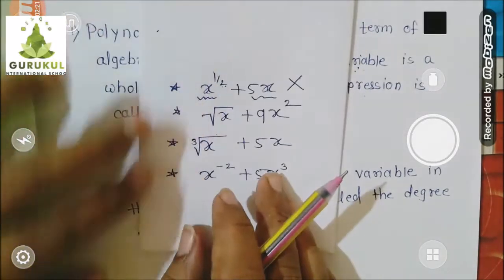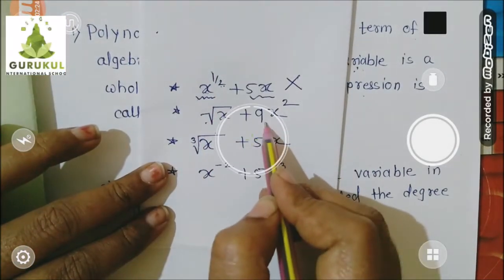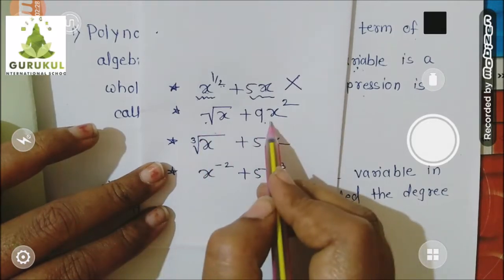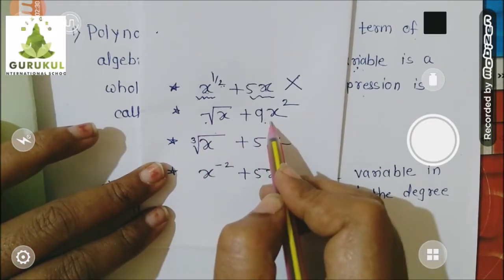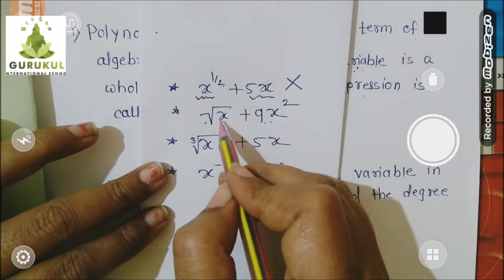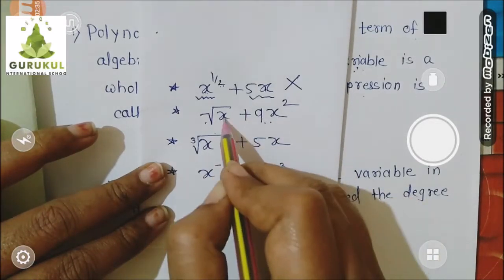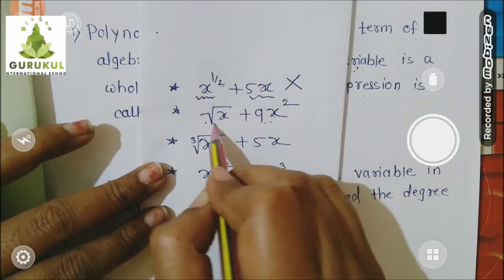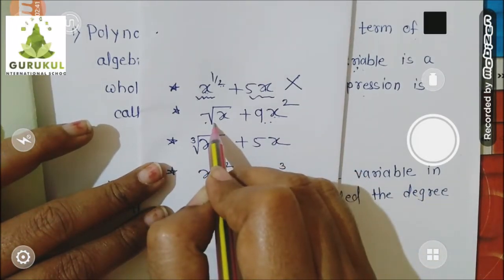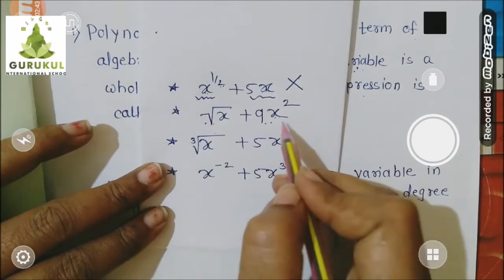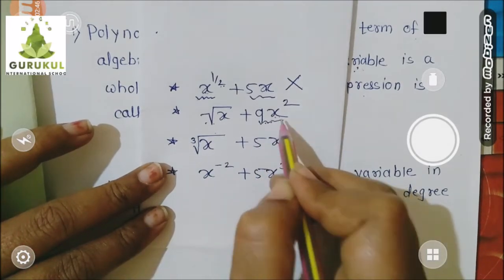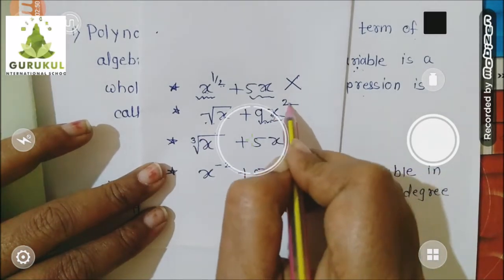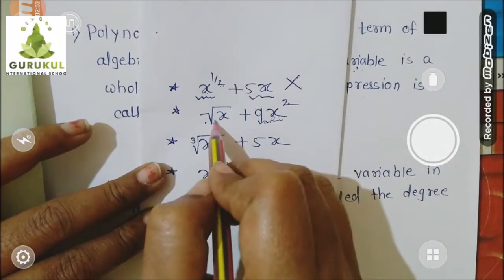Go for next. Is it a polynomial? What do you think, children? Let's think about it. Listen. Throughout the expression, it contains only one variable x. So the first condition is satisfied. What about the second? The index of the variable in each term should be a whole number. Here, the index of the variable x in the second term is 2. Is 2 a whole number? Yes. But what about this?